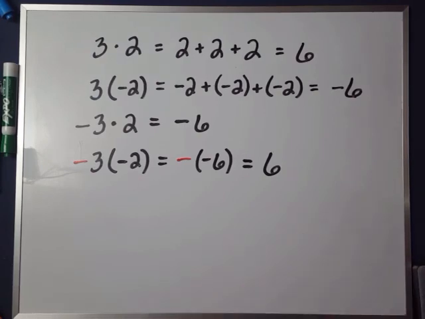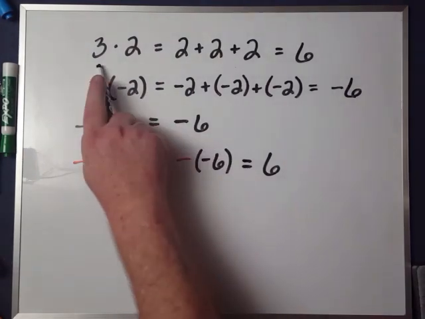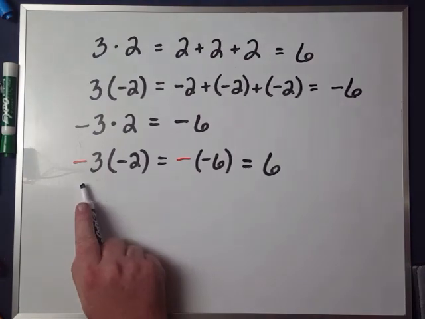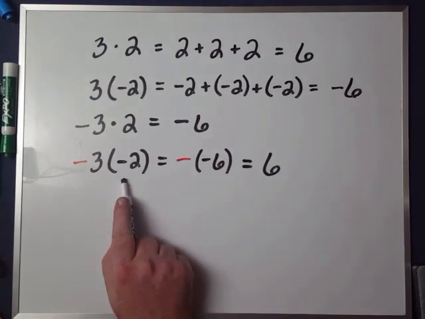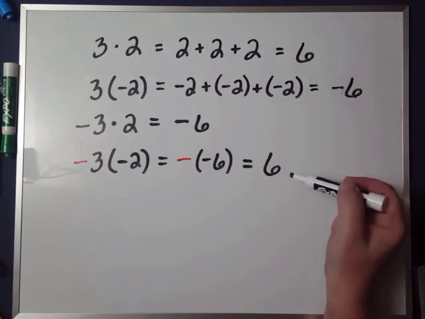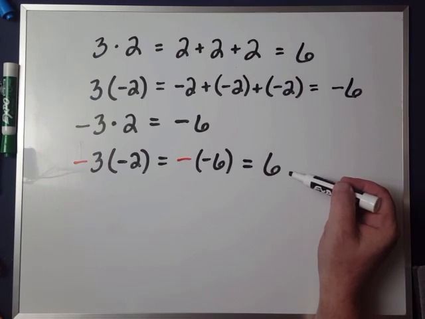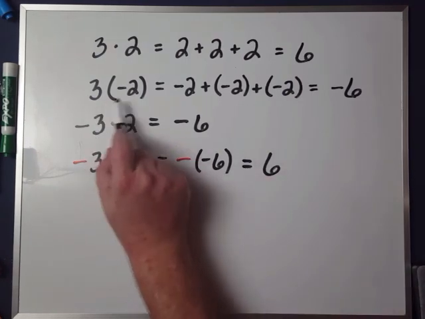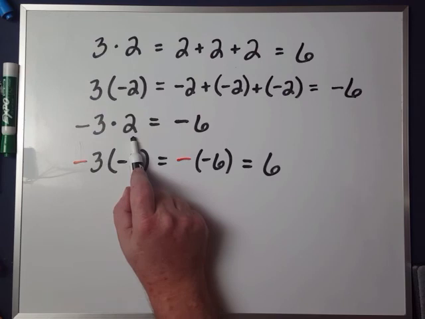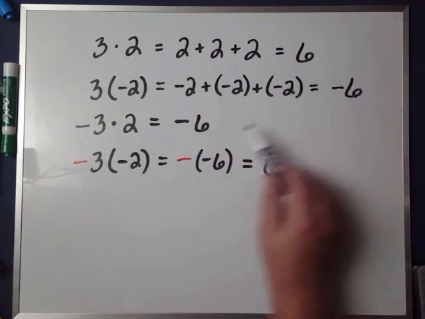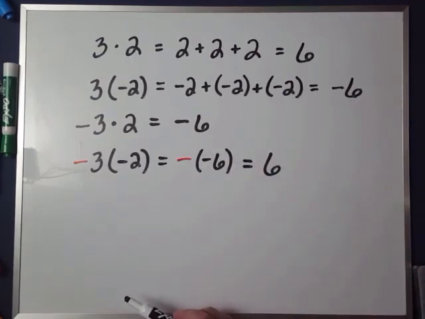So look at what we have here. 3 times 2 is 6 every time. And the sign on my answer? Well, if the two numbers I'm multiplying have the same sign, both positive or both negative, my answer will be positive. If my two numbers I'm multiplying are of opposite sign, my answer will be negative.